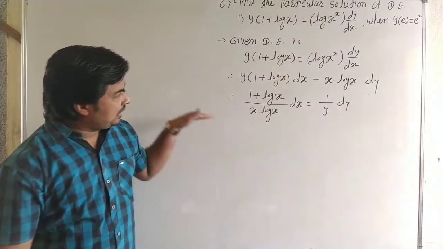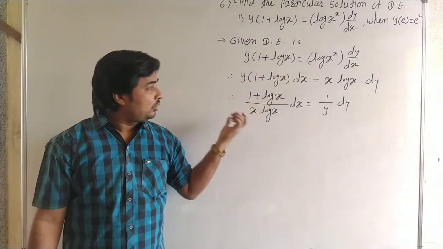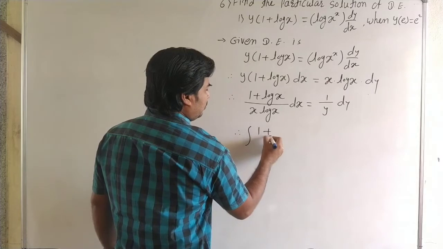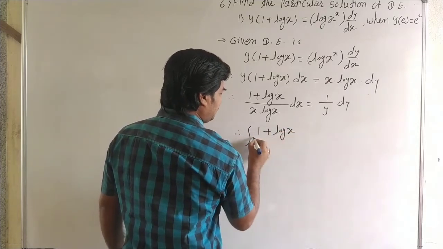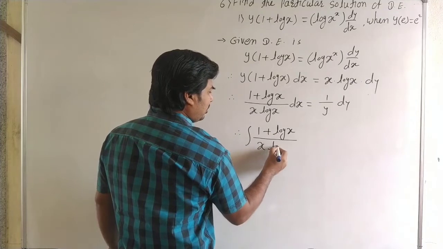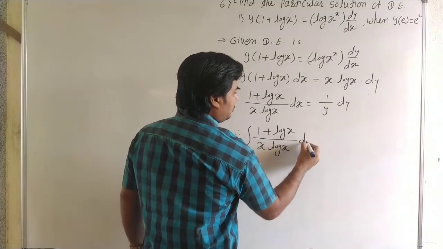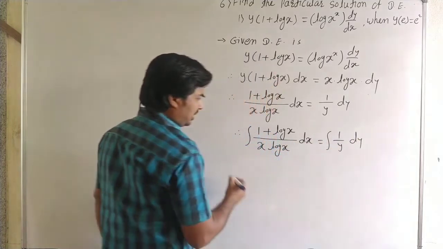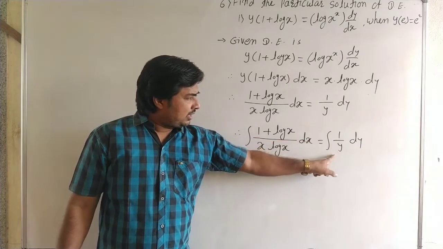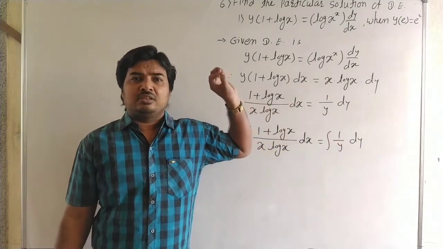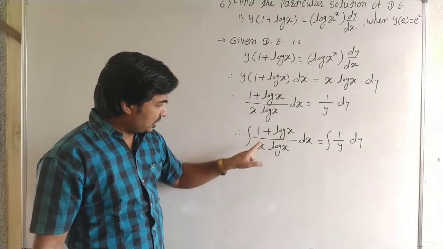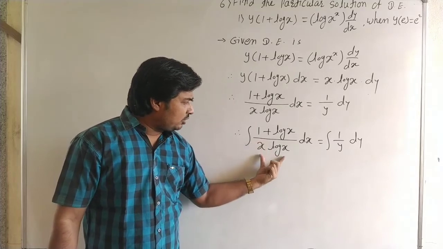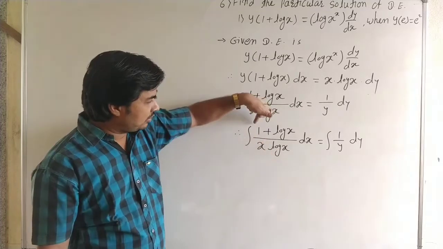Now the variables are separated, so we integrate both sides. The integral of 1 plus log x upon x into log x with respect to x is equal to the integral of 1 by y dy. See carefully. The integration of 1 by y with respect to y is clearly log y. But here, in 1 plus log x upon x into log x, see clearly the derivative of x into log x is 1 plus log x.